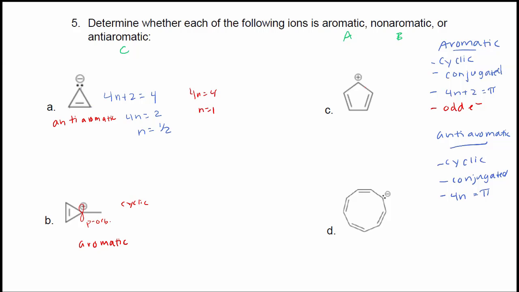All right, so this one is cyclic. We have the p orbitals here. Our electrons are 4, or we have 2 pairs, which is even. This one is anti-aromatic. All right, questions there? And this last one, it's cyclic. We have all conjugated p orbitals. There's 1, 2, 3, 4, 5 electron pairs, which is odd. This one is aromatic.